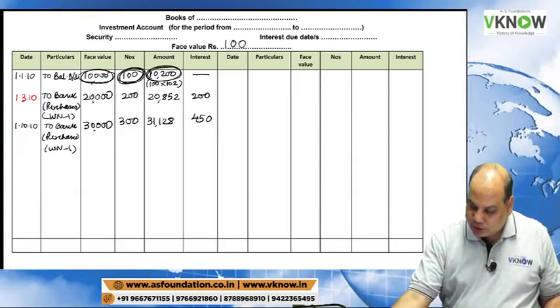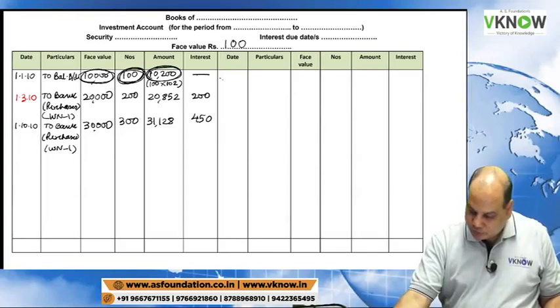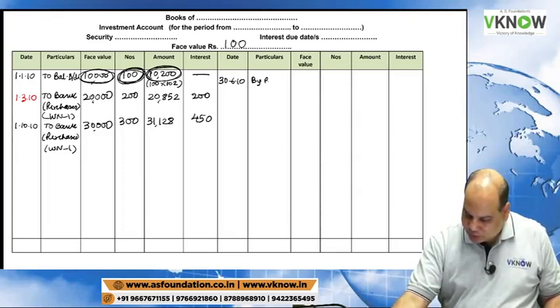Now come to the credit side. We have to write interest received, 30th June 10, by bank. Interest received.